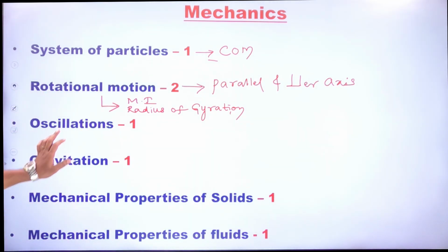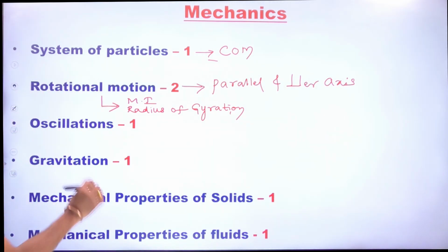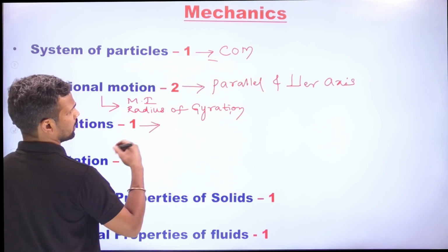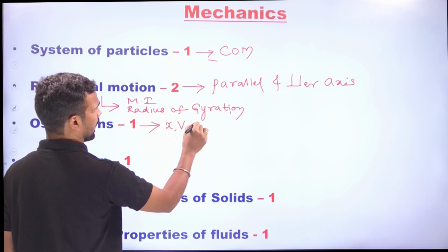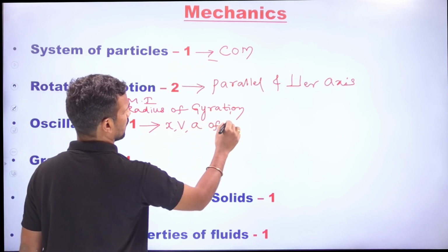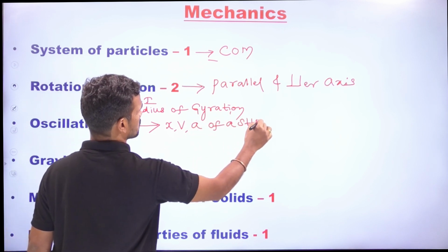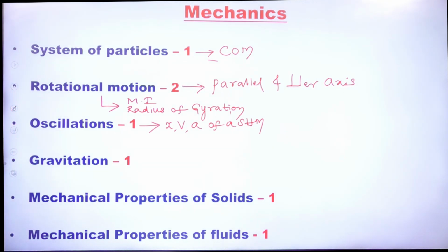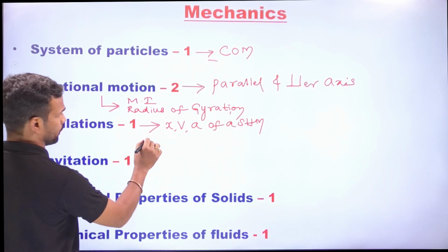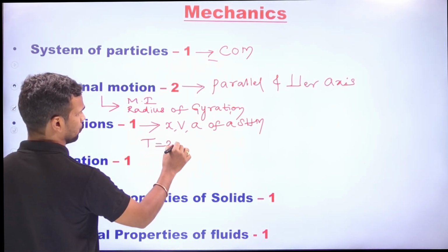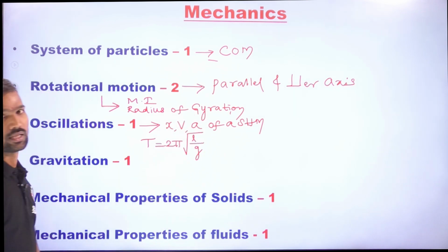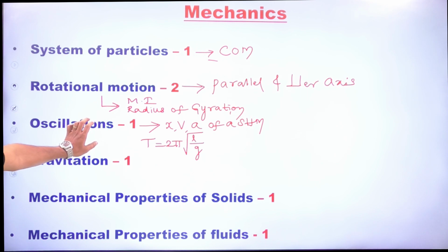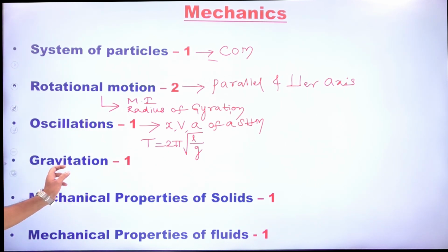Next, the oscillations chapter. In oscillations, you may get the displacement, velocity and acceleration of an SHM, simple harmonic motion. Otherwise, the time period of a simple pendulum, T is equal to 2 pi root over L by g. Based on these two concepts, you may get 1 question. Gravitation.